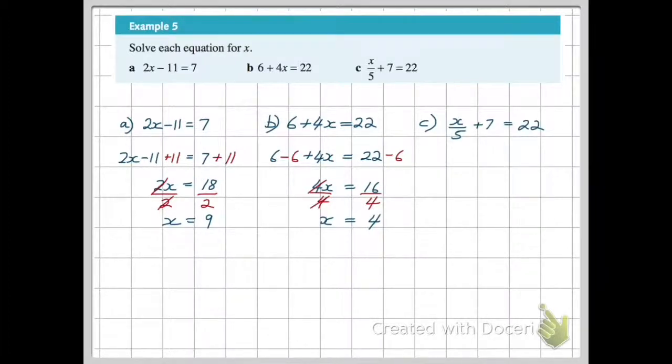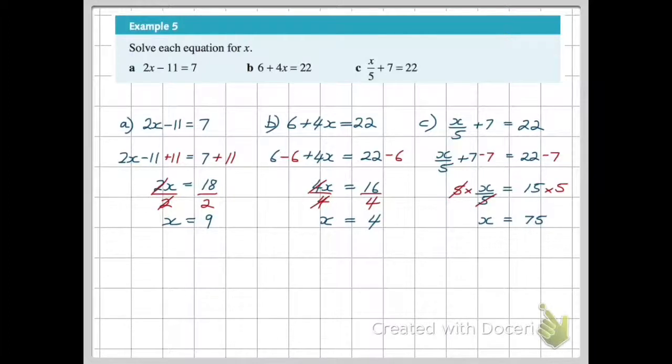Example C looks a little bit harder, but the principles are the same. We have a plus 7 on the left. The reverse is minus 7. So we take 7 from both sides. 7 minus 7 is 0. So we just have x over 5 equals 15. And now we need to deal with this divided by 5. The reverse of dividing by 5 is to multiply by 5. So we multiply both sides by 5. The 5's will cancel out on the left. And then 15 times 5 is 75. And that's our answer.